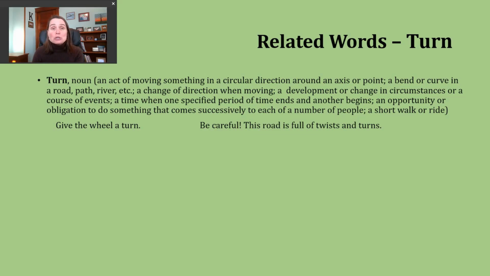Now, a second way to use turn could refer to a bend or a curve in some type of road, a path, a river, something else. So an example of this in a sentence could be, careful. This road is full of twists and turns.